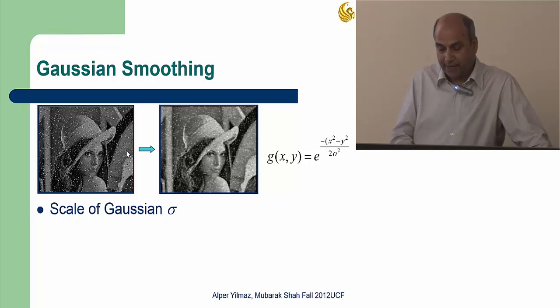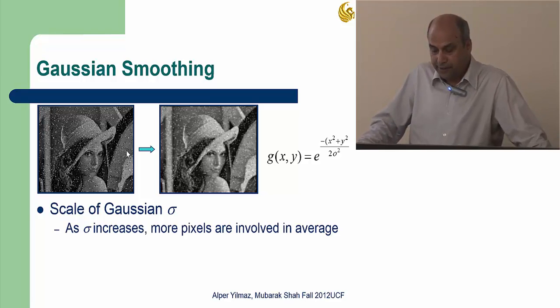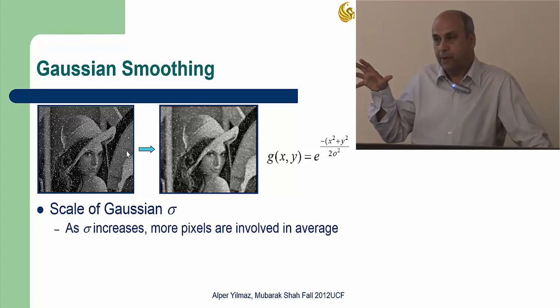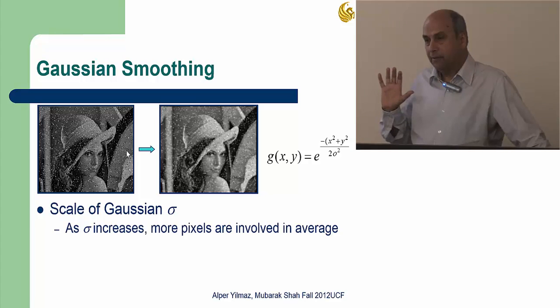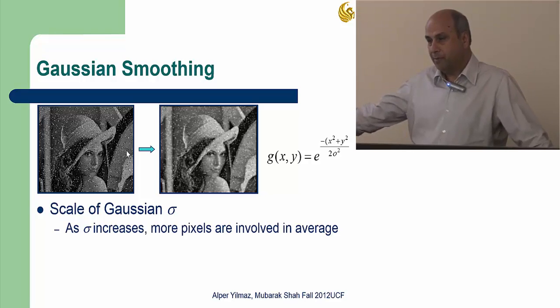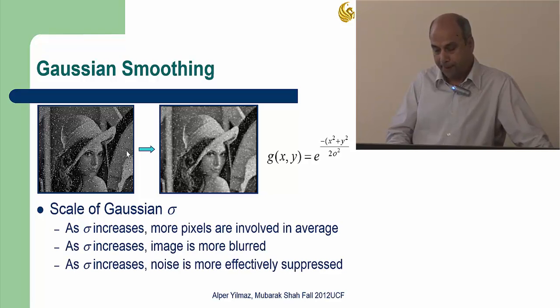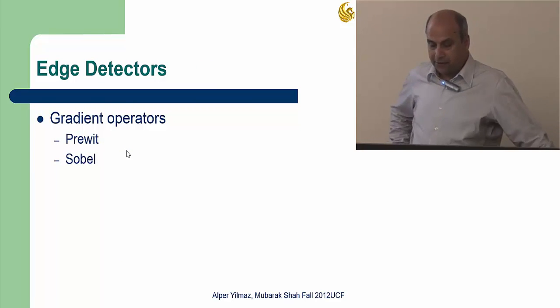Sigma is the scale of the Gaussian, and as we talked about before, if we increase the sigma, then it will incorporate more neighborhood. For sigma equal to 1, we say a 7 by 7 mask is enough. For sigma equal to 2, it will be 13 by 13, because we want 3 sigma on this side, 3 sigma on the other side. That's the idea. Okay, so now let's get into the actual edge detectors.